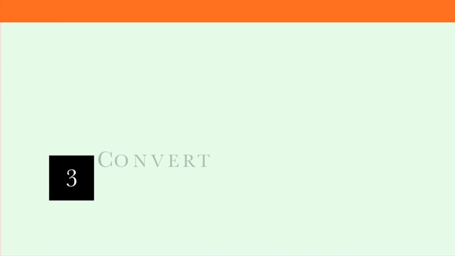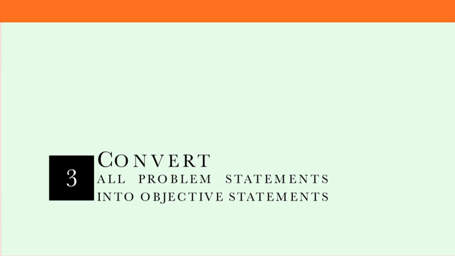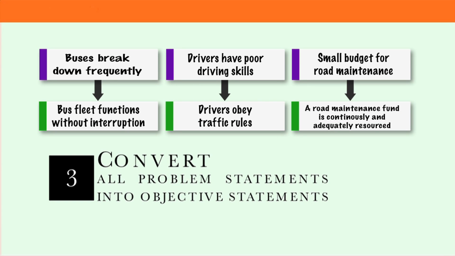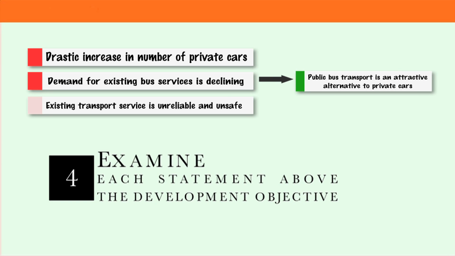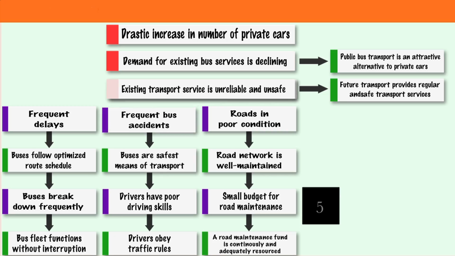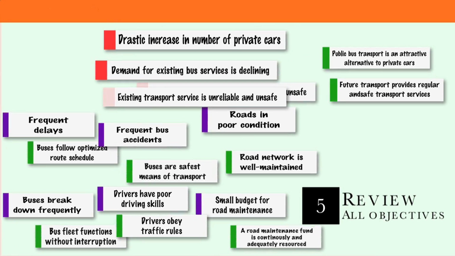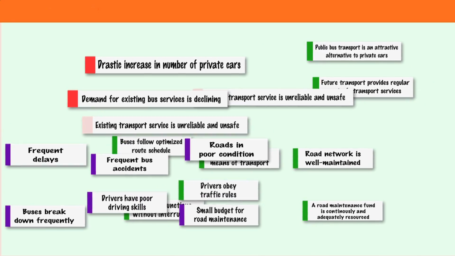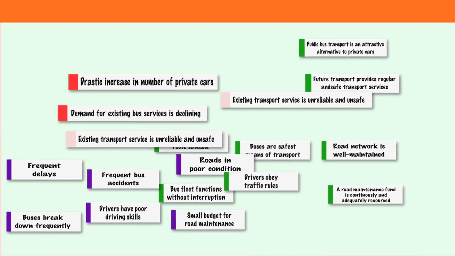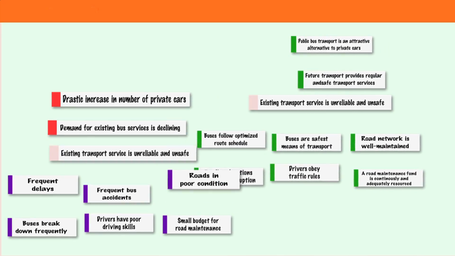Step 3. Convert all problem statements into objective statements. Omit or add new statements if these appear relevant, logical, and necessary to achieve the direct objective at the next higher level. Step 4. Examine each statement above the starter objective and convert it into a positive, desirable statement. Step 5. Review all the objectives. Ensure that all means-ends relationships are valid and no key relationship has been missed. Note that the objectives tree is not necessarily the mirror image of the problem tree.